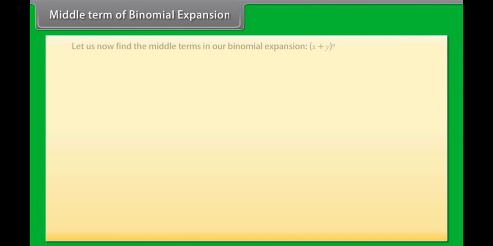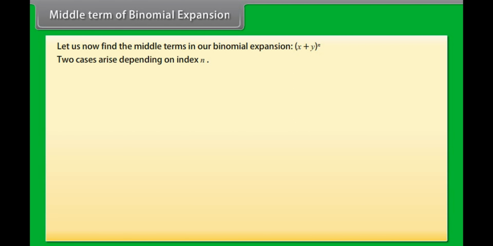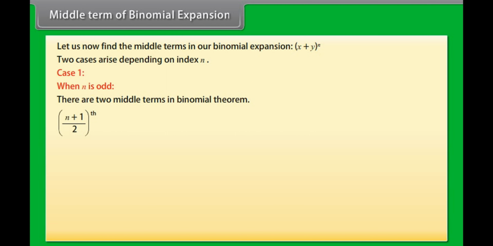Middle term of binomial expansion. Let us now find the middle terms in the binomial expansion of x plus y raised to power n. Two cases arise depending on index n. Case 1. When n is odd, there are two middle terms in the binomial theorem: n plus 1 by 2th term and n plus 1 by 2 plus 1th term.